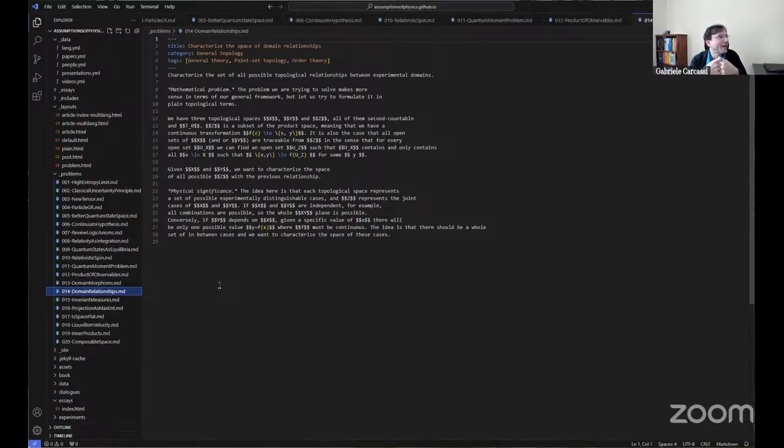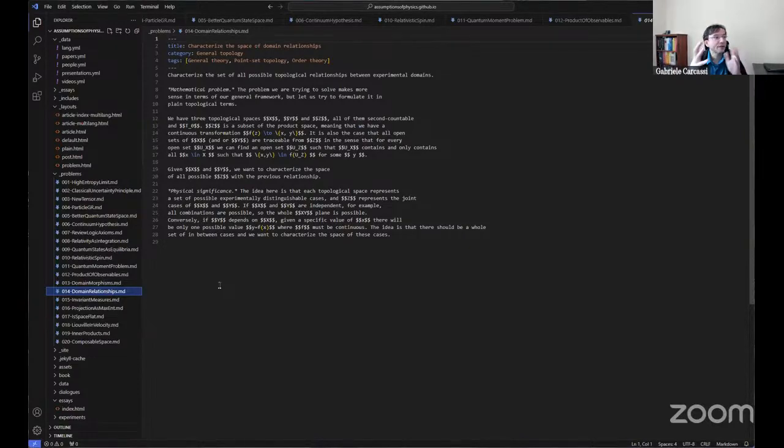Given X and Y, we want to characterize the space of all possible Z with the previous relationship. The physical significance is that each topological space represents a set of possible experimentally distinguishable cases, and Z represents the joint cases of X and Y. If X and Y are independent, for example, all combinations are possible, so the whole XY plane is possible. But if Y depends on X, then for a specific value of X there will be one and only one possible value of Y, and F must be continuous.